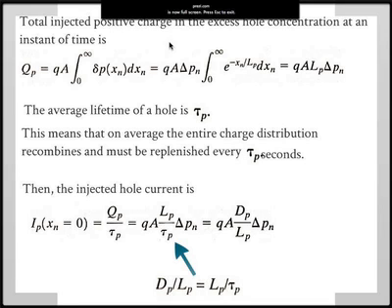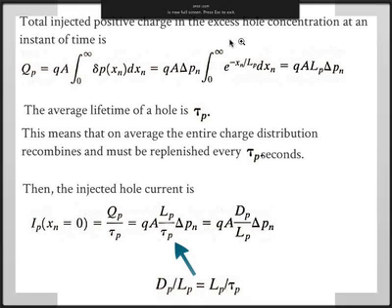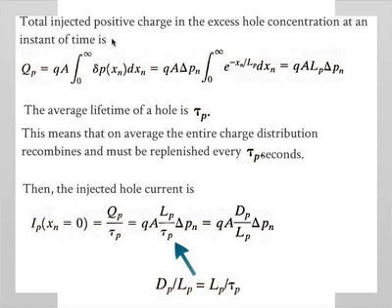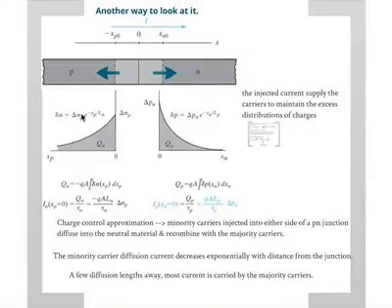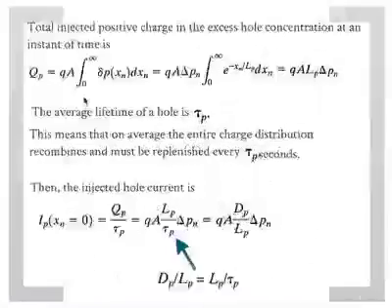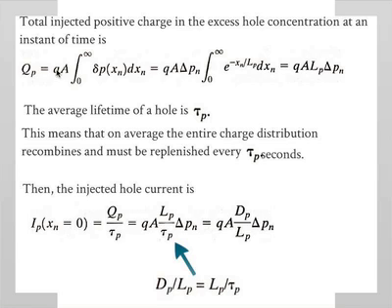So the total injected positive charge: you have to calculate the total charge in the excess hole concentration at some instant of time, which is essentially the integral under this curve. Okay, you integrate the excess charges. So this is a snapshot in time. You take an integral, and this area under this curve gives you the total charge, which is shown here. Q is the electronic charge.